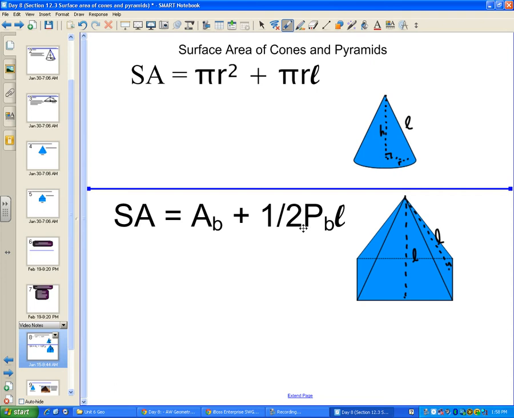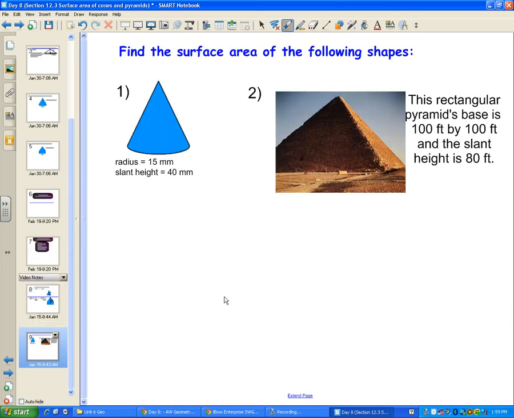This is the perimeter of the base right there, the perimeter of the base. This is the area of the base, depending on what the base shape is. So here are two examples of how we might do that.